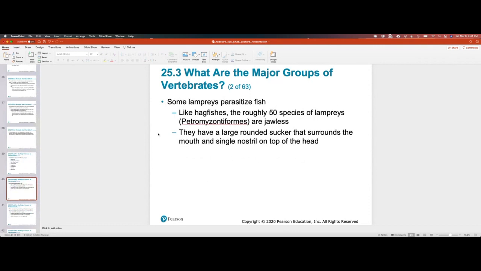So the lampreys, some can parasitize other fish, so they can serve as a parasite, attached to other fishes and steal nutrients and resources from them. So parasitism is a type of symbiotic relationship, which is a close association between two animals or plants or organisms. It's a symbiotic relationship in which one organism benefits and the other is adversely affected or harmed.